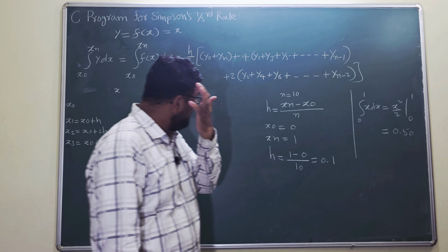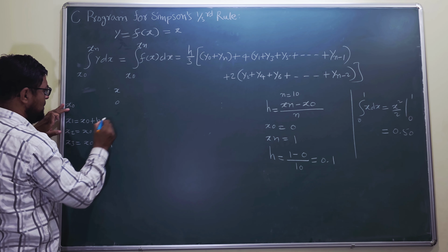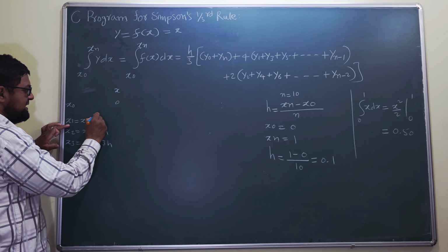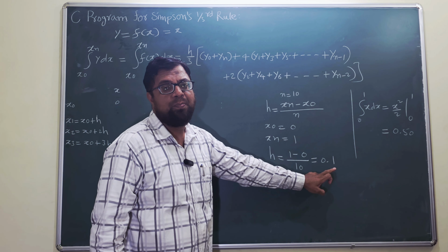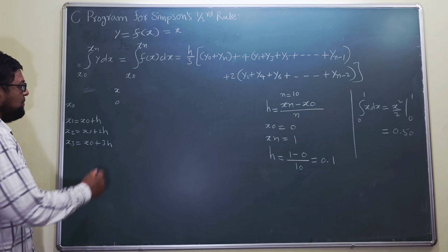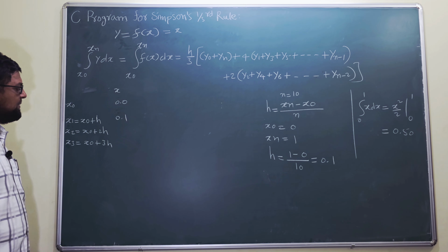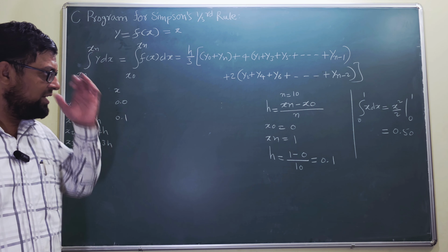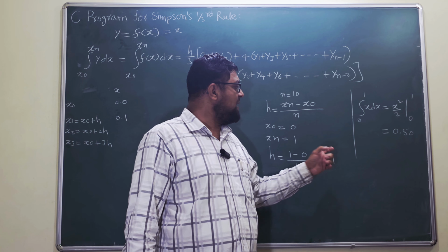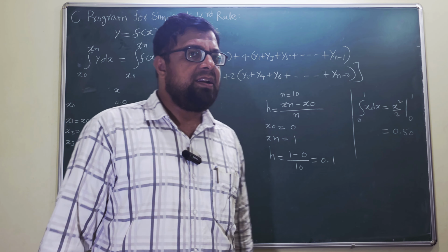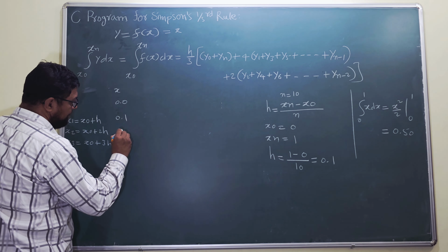So our x0 is nothing but what? It is 0. So I will directly write down here. First one, x0 is 0. Then x1 is x0 plus h. So it will be nothing but 0 plus h, that is 0 plus 0.1, so it will be equal to 0.1. Then x2 is x0 plus 2h, so 2 multiplied by 0.1 will be 0.2, and 0 plus 0.2 will be 0.2, therefore the value of x2 will be 0.2.